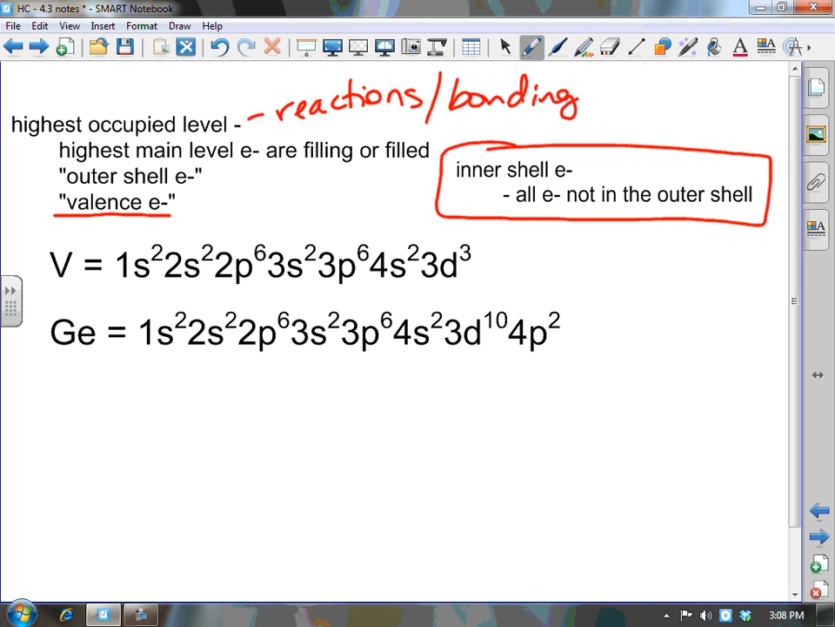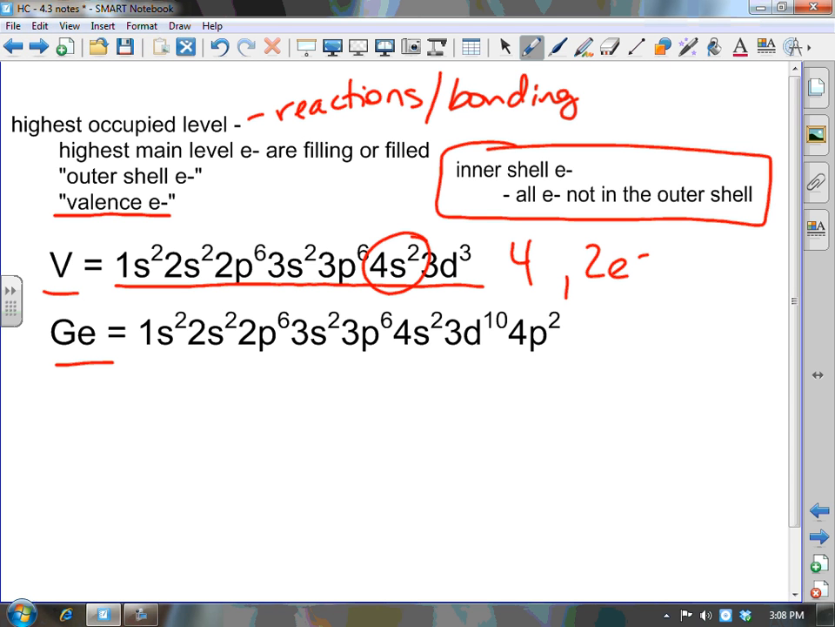Just two examples here. I have the element vanadium and the element germanium. And we can see here, this format here is electron configuration. So if we look at this and identify what's the highest occupied level, okay, how many outer shell electrons or how many valence shell electrons are there? Well, if we look here at vanadium, the highest occupied level is 4. We don't want to get any more specific than that. We want to be very general. Level 4. How many electrons are in level 4? 2.